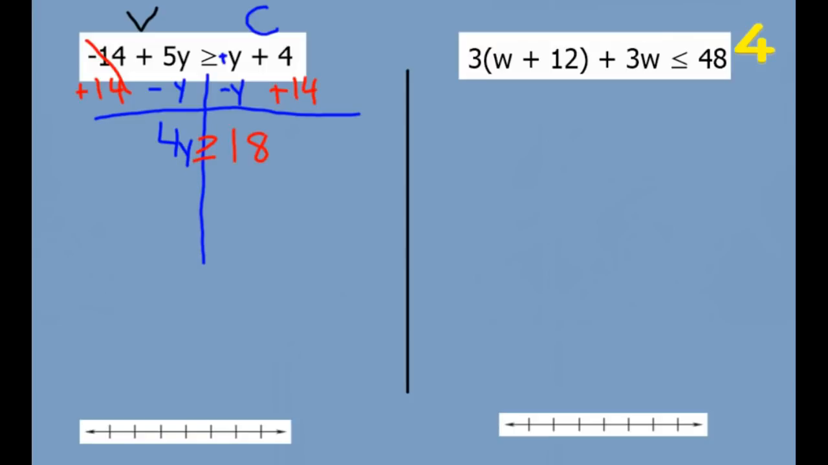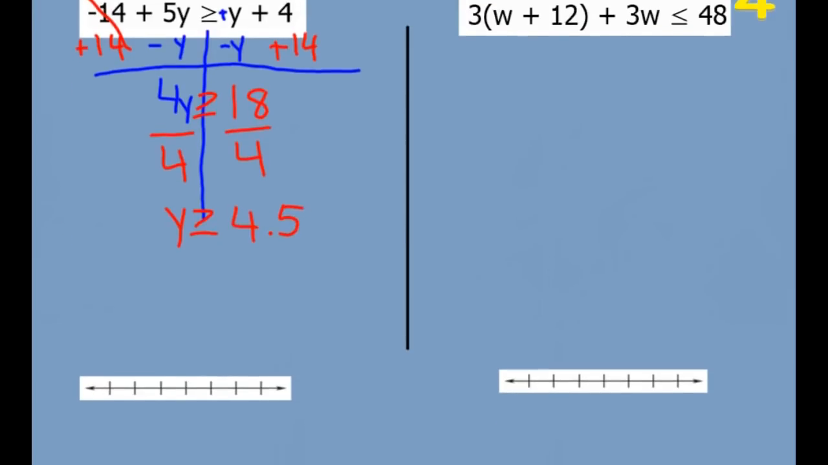So now if we try to get y by itself, we need to divide by 4 and divide by 4. y is now greater than or equal to 18 divided by 4, which is about 4.5.